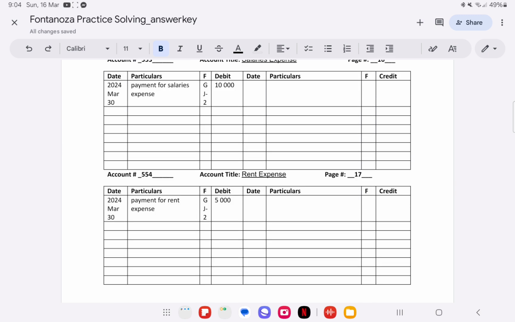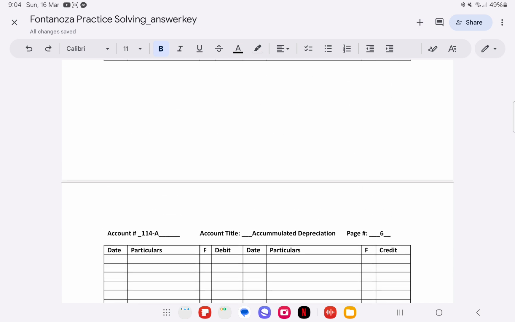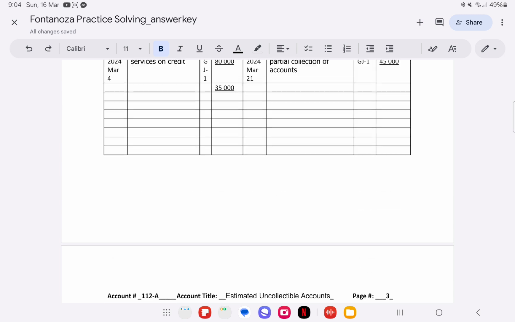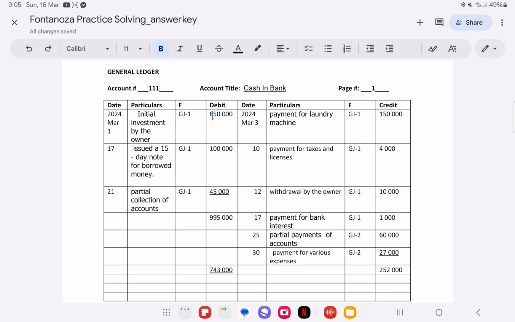Okay, so we are done posting to the general ledger, and the next thing to do is to get the balances of the general ledger in the different accounting titles. As I mentioned, or discussed already, during the general journal transactions, or journalizing entries in the general journal of J. Fontanoza Laundry Services. So I will be explaining that again to you now.